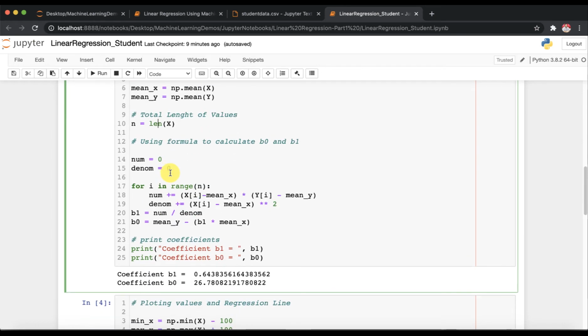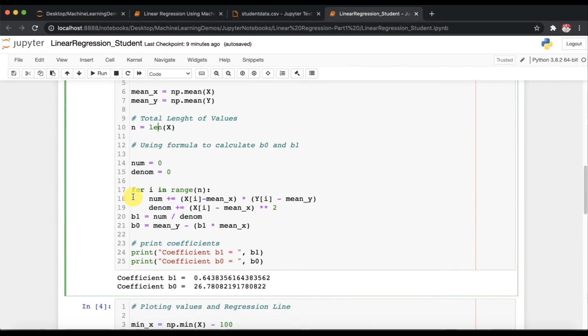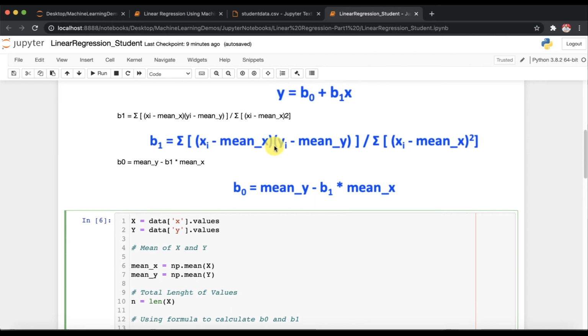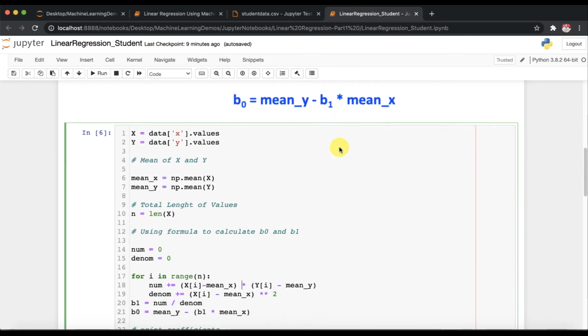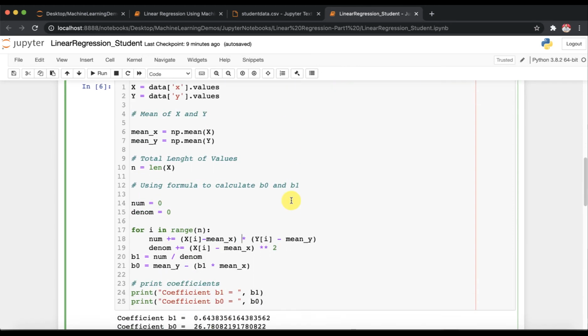Now to calculate the coefficients we need to focus on these formulas. The first formula is the summation of (xi minus mean of x) multiplied by (yi minus mean of y). So xi minus mean of x and yi minus mean of y, divided by the denominator, where I'm going to store all these (xi minus mean of x) squared in another variable. So (xi minus mean of x) whole squared, right? And num divided by denom.